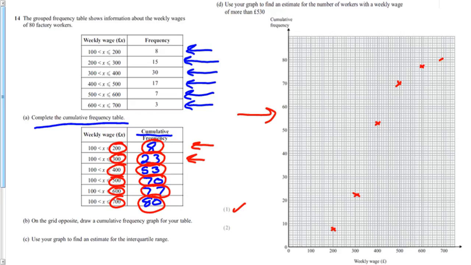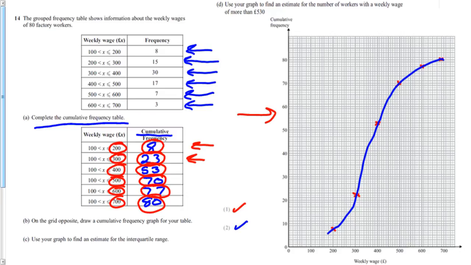And if you've done it right, usually what will happen is that this will look like a nice, smooth S-curve. And if ever you have a quiz in the future, this is also called an ogive curve. An ogive curve. Okay, so that's your 2 marks for drawing the cumulative frequencies. That's 3 marks on an A-grade question.